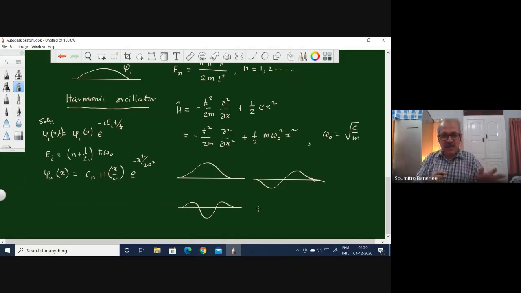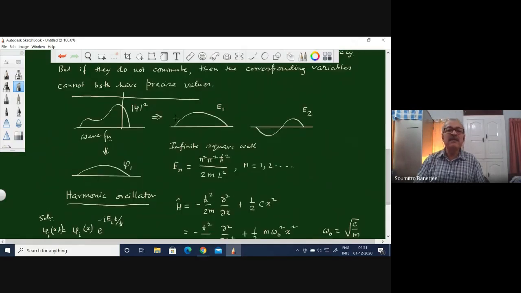So this is what you learned last year, and you also learned it for the infinite square well. This is the dimension of the infinite square well, which means it is ending here. Therefore, at this point it has to be 0. It is ending at this point, so it has to be 0.